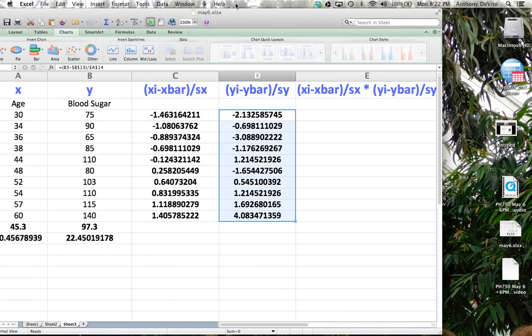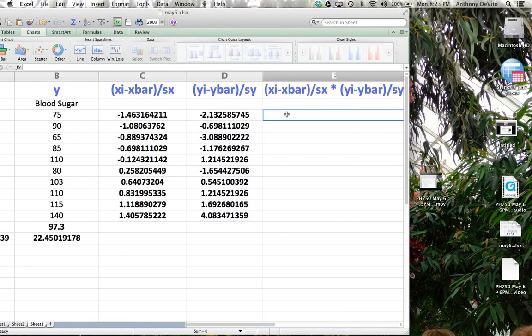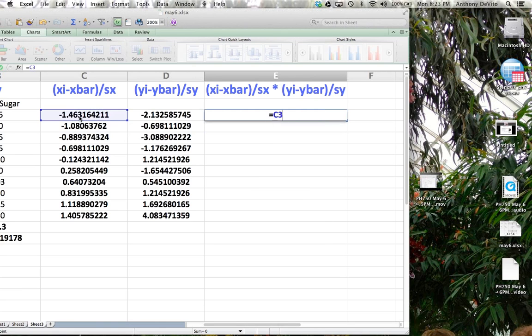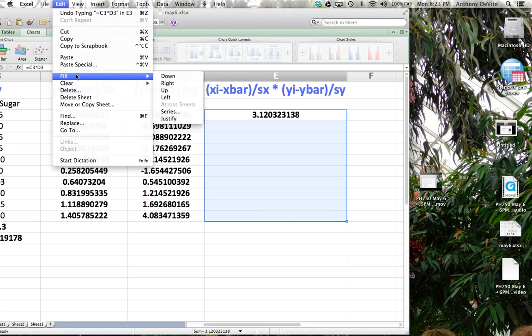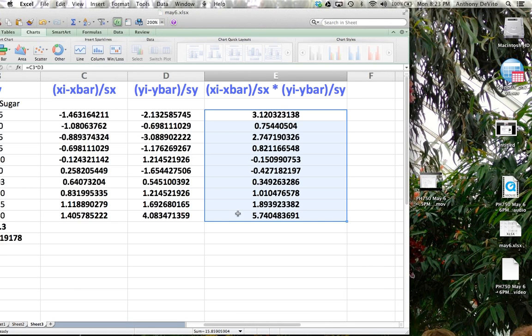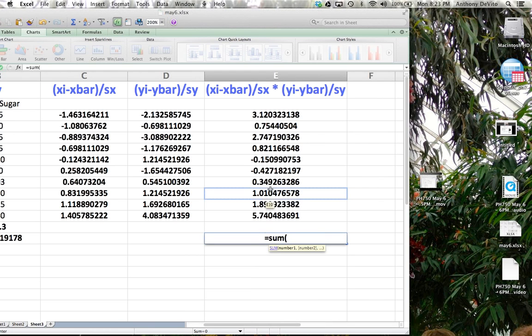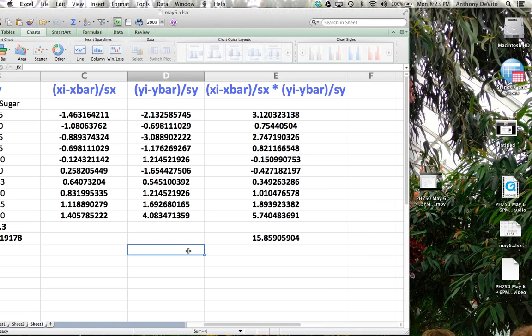Okay, now I'm going to multiply these two together. It's equal to my differences over my standard deviation, times for x and for y. And I'm going to fill this down. Okay, and I'm going to add all of these up. Sum. Okay, comes out to 15.